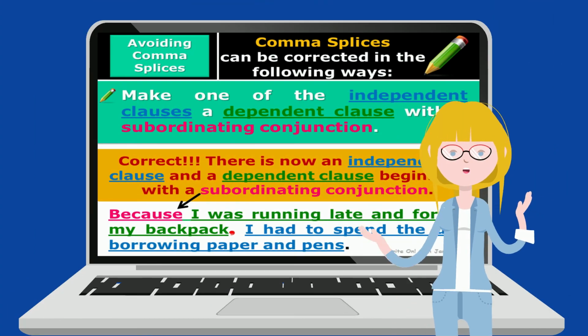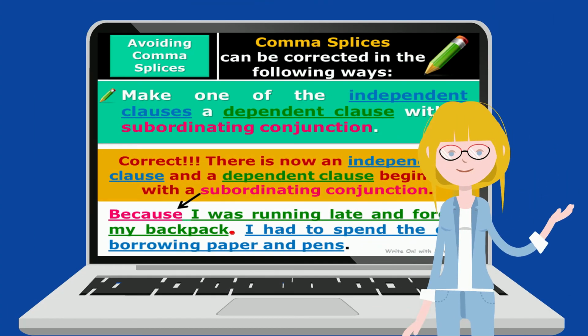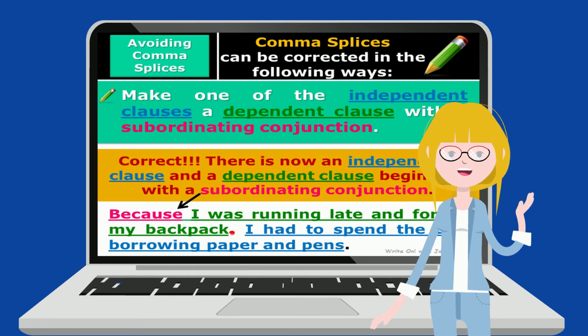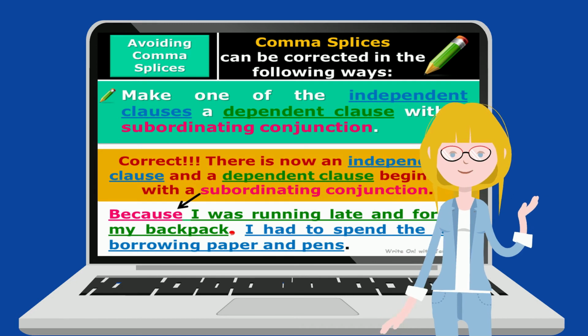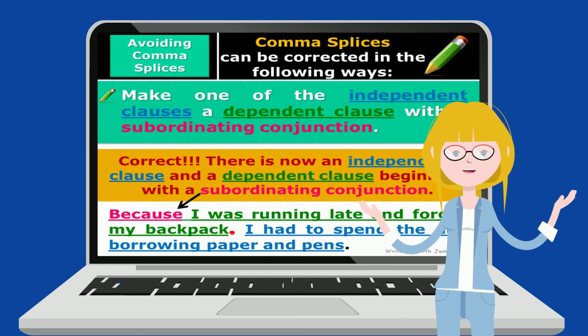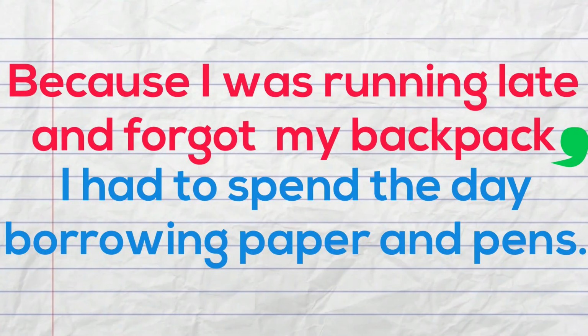To correct the comma splice by making one of the independent clauses a dependent clause, add a subordinating conjunction, such as because, to the first independent clause. The subordinating conjunction, because, shows cause and effect. Because I was running late and forgot my backpack, I had to spend the day borrowing paper and pens. In this case, do not take the comma out.